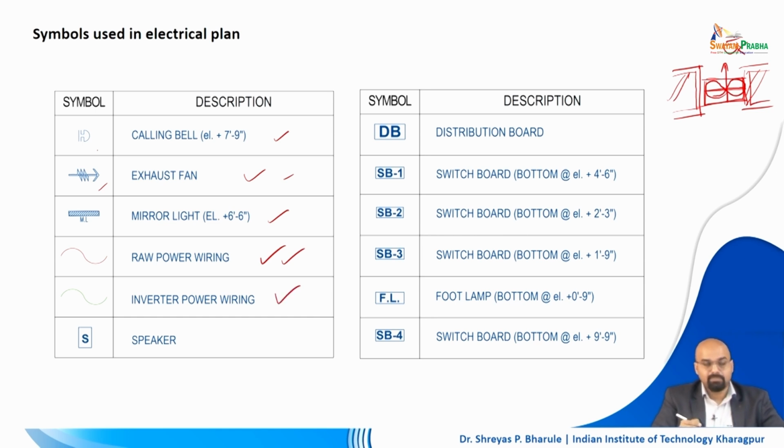Inside, if you have some kind of inverter which is being used, the inverter will be placed at a certain place, and then it will be connected to multiple switch boards where you want to use inverter power. So that kind of power line will be represented with green color, right? That is the major difference between the raw power line and the inverter power line. Sometimes people have their own codes, but this is generally what usually is done, right?